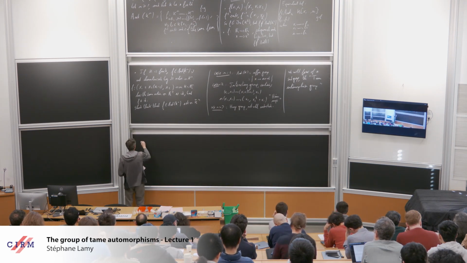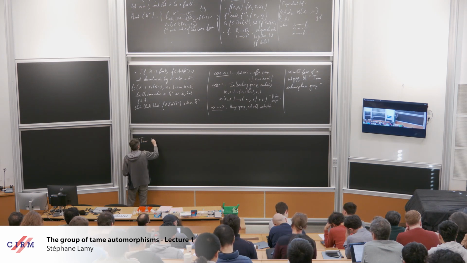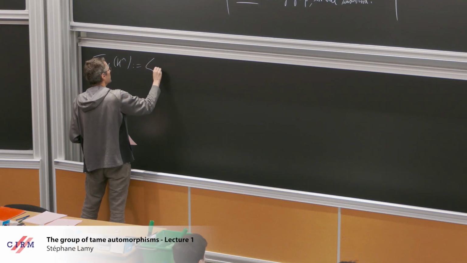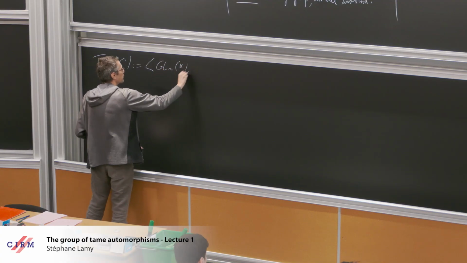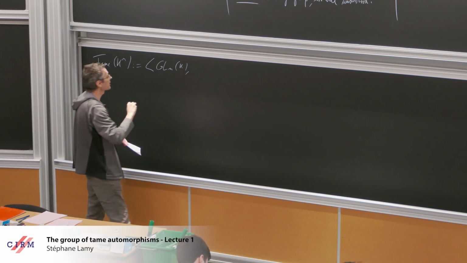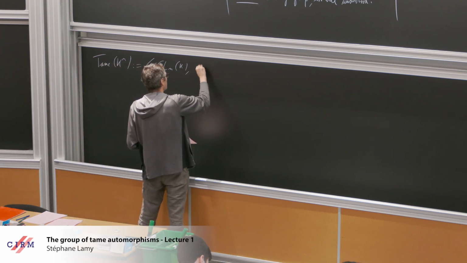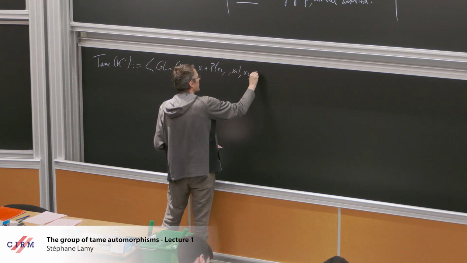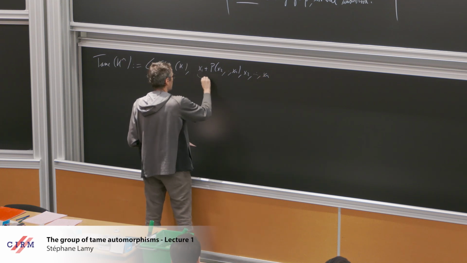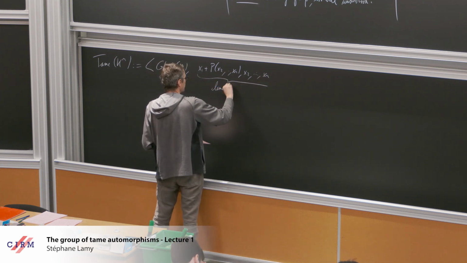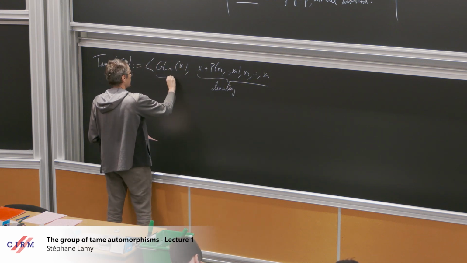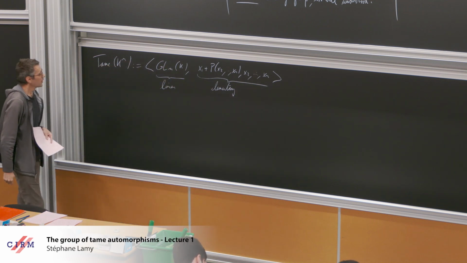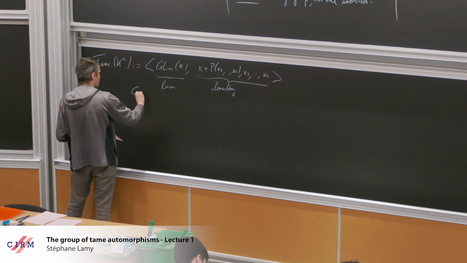By definition, my group, denoted Tame(Kn), is the group generated by the linear group over K and this kind of elementary automorphism of the form x1 plus a polynomial in x2, ..., xn, comma x2, ..., xn. So these are elementary, and this is a linear one. It is a subgroup of the full group.